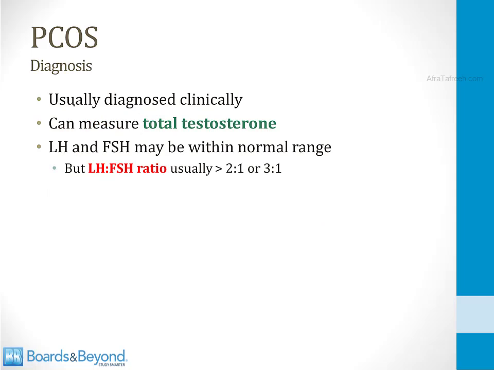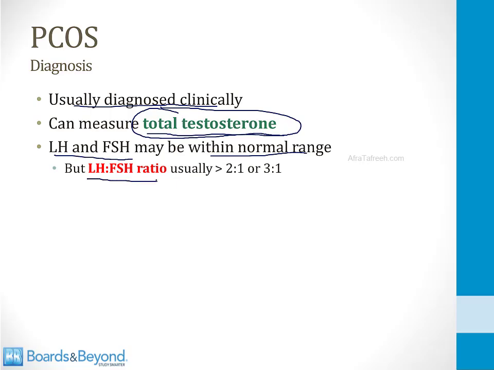This disorder is usually diagnosed clinically. It's usually fairly obvious when you meet an obese woman who has hirsutism and acne. You can measure the total testosterone level. Studies have been done where various hormones have been measured, and the total testosterone turns out to be the most reliable indicator. If you measure the LH and FSH level, they may be within normal range, but remember the LH to FSH ratio will always be abnormal.